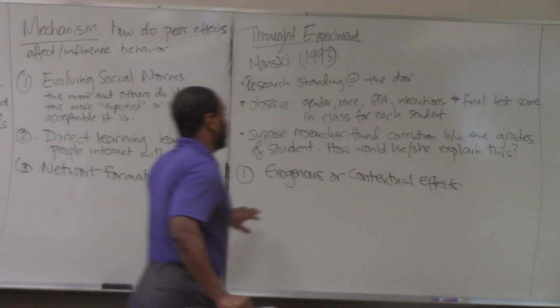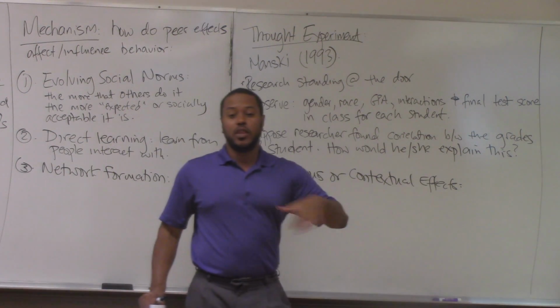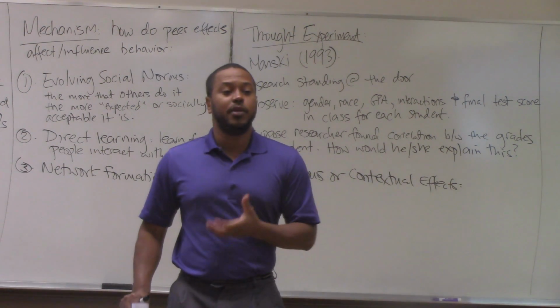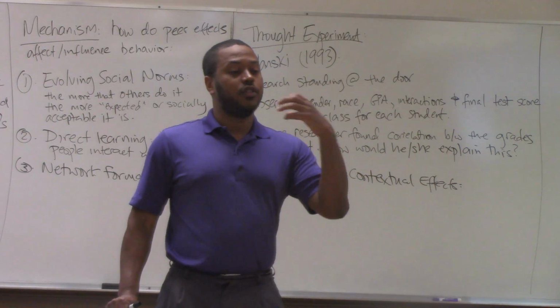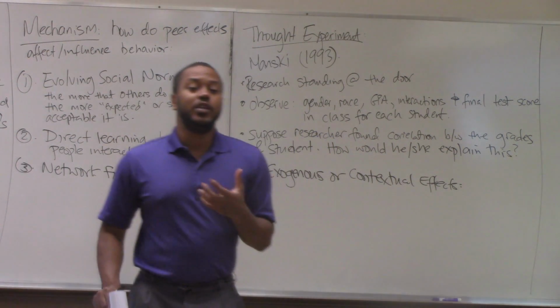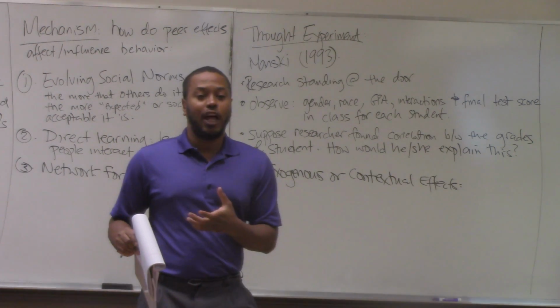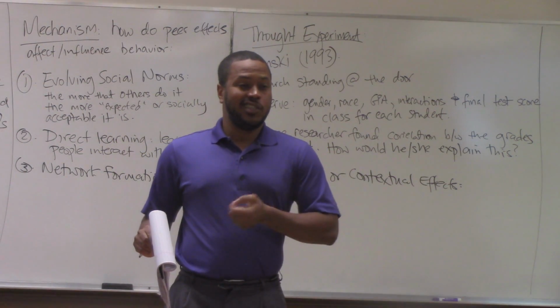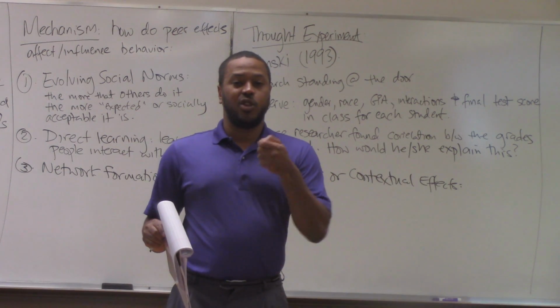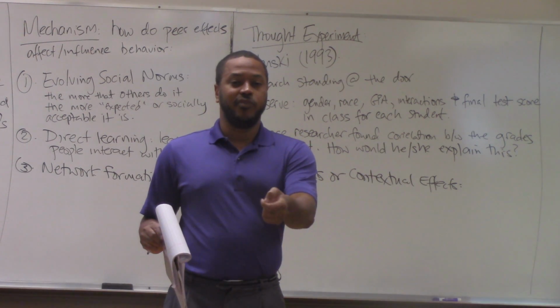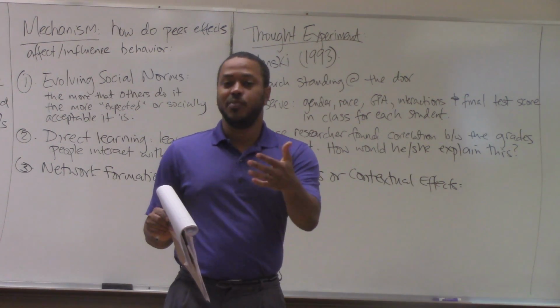So these exogenous or contextual effects are going to have to do with things about the group of students. For example, the gender, the race, and the age. It could just be that there's something special about these types of students. It could just be that younger kids fidget a lot more, and this is why we see, on average, lower test scores in a classroom where on average the students tend to be younger.